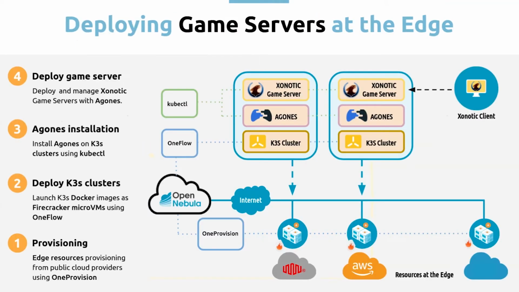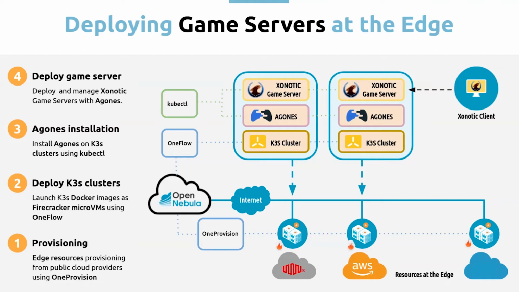Okay, so now let's look at the solution that we are going to show, also with a demo, in a few minutes. So we are going to use a couple of tools also developed by OpenNebula. One is called OneProvision. OneProvision is a tool that allows to dynamically grow a cloud infrastructure with physical resources that run on remote cloud providers. And so we can create resources, for example, on Equinix Metal, on AWS, on other cloud providers.